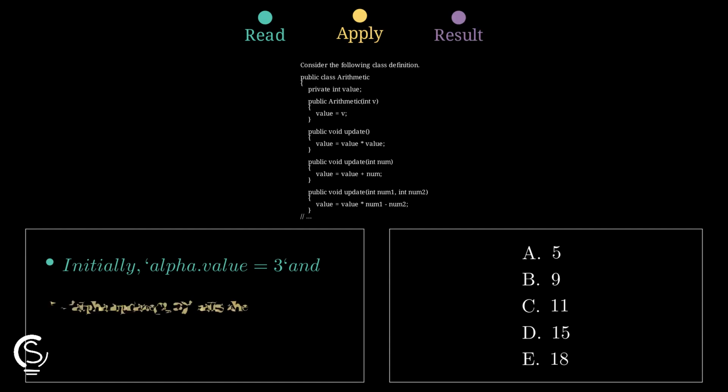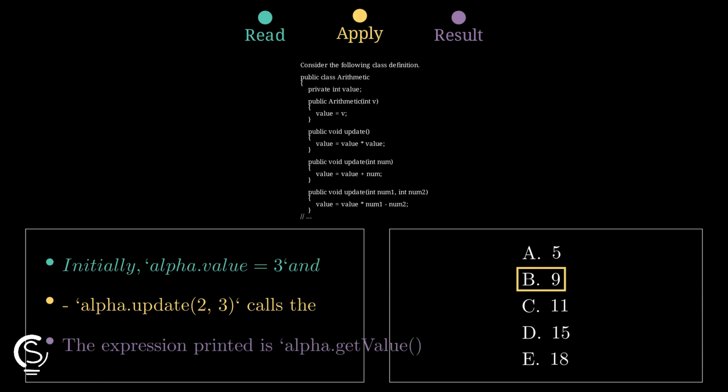Finally, we add alpha's 5 and beta's 4. This addition gives us 9, meaning option B is correct. You nailed this logic.